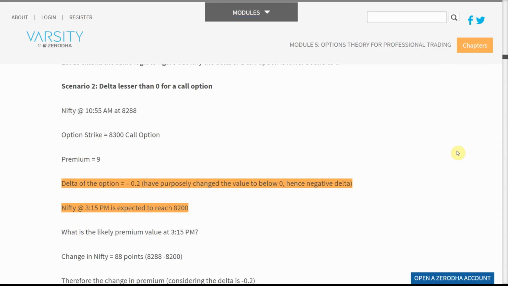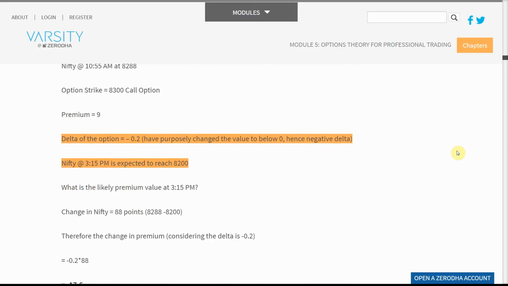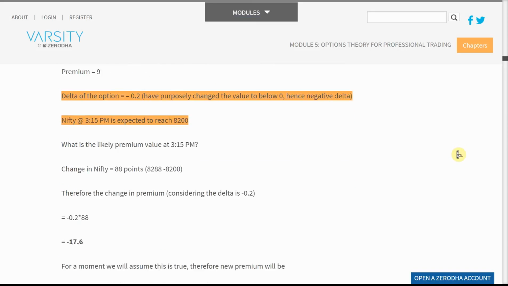Scenario 2. Delta lesser than 0 for a call option. Nifty at 10:55 a.m. at 8,288. Option strike = 8,300. Call option. Premium = 9. Delta of the option = -0.2. Have purposely changed the value to below 0, hence negative delta. Nifty at 3:15 p.m. is expected to reach 8,200. What is the likely premium value at 3:15 p.m.?